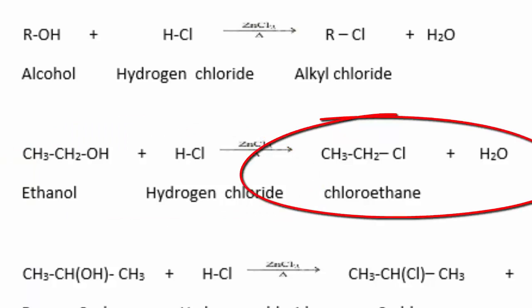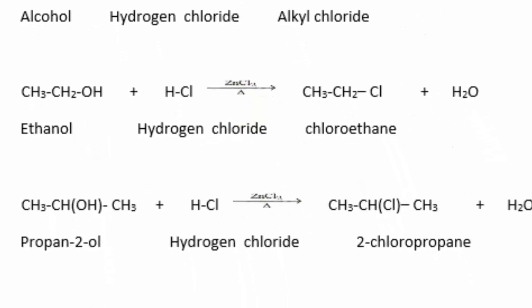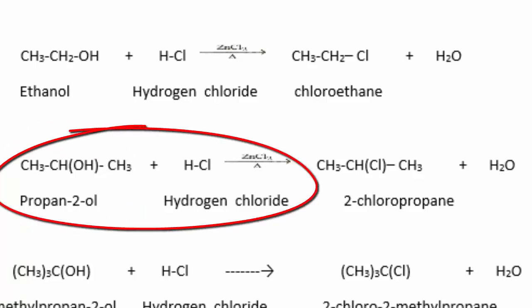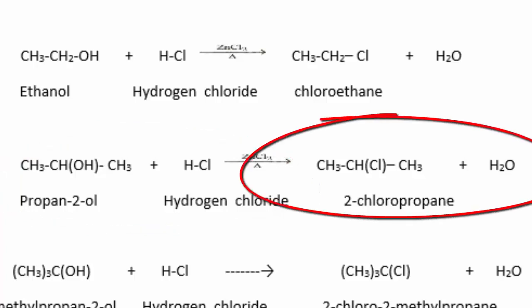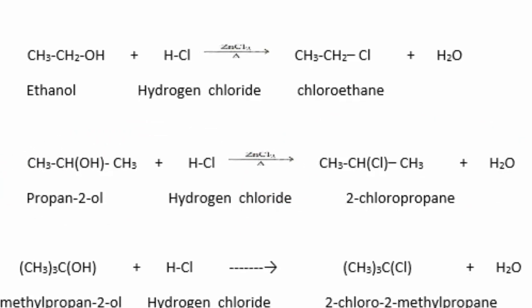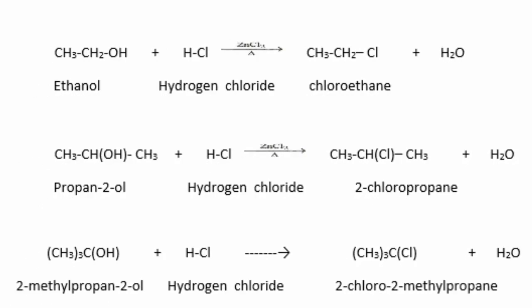In the same way, the next example is isopropyl alcohol, and the IUPAC name of isopropyl alcohol is propan-2-ol. This propan-2-ol on reaction with HCl in the presence of anhydrous ZnCl2 gives the product 2-chloropropane with the elimination of water molecule. In the same way, we can also react tertiary butyl alcohol with HCl, but tertiary butyl alcohol does not require any catalyst. It directly reacts with HCl and gives the product tertiary butyl chloride.